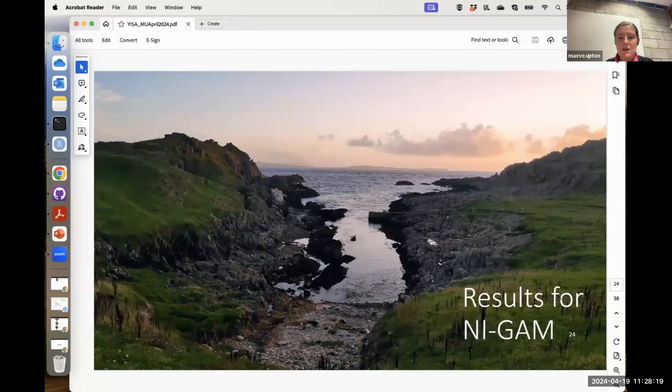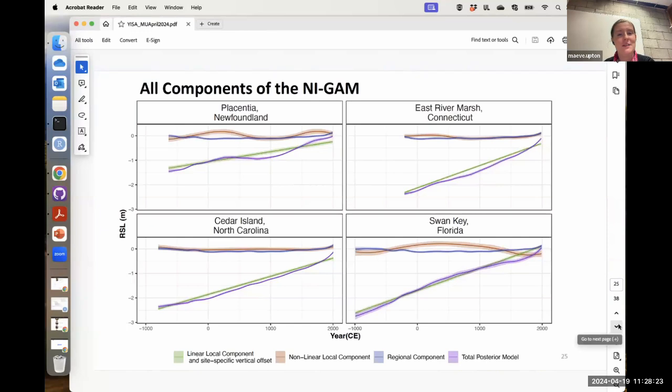So our results for our GAM or NI GAM. What this is telling us is that we have our 4 separate components. Our green is that linear local component. Our brown is this non-linear local component. Our blue is our regional component. And then our purple is the total model fit. And I am including this plot to give you a sense of how different components interact with each other and how they become more or less important throughout time.